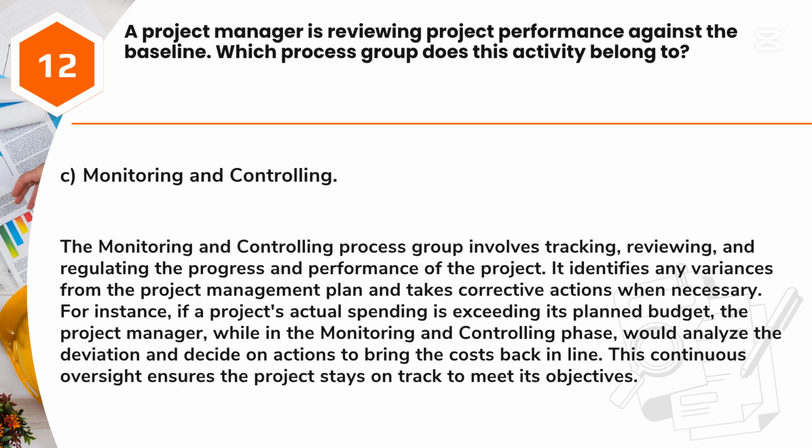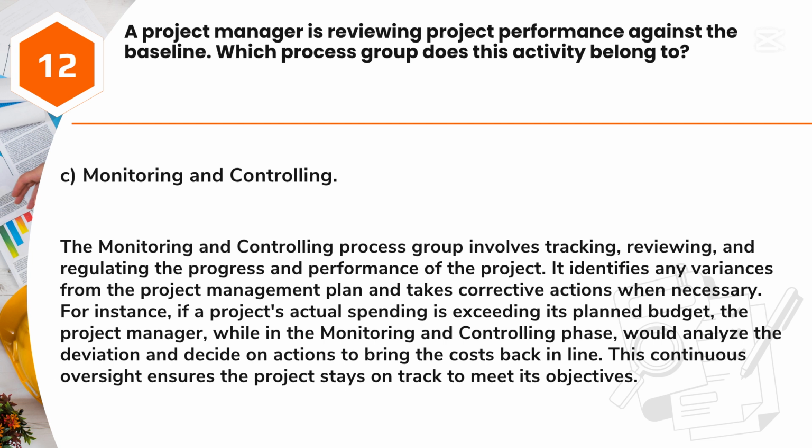Answer: C. Monitoring and controlling. The monitoring and controlling process group involves tracking, reviewing, and regulating the progress and performance of the project. It identifies any variances from the project management plan and takes corrective actions when necessary.